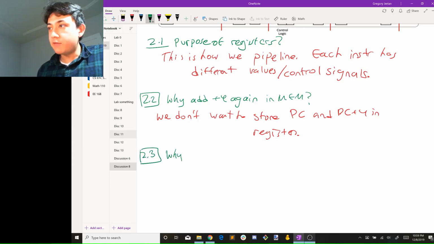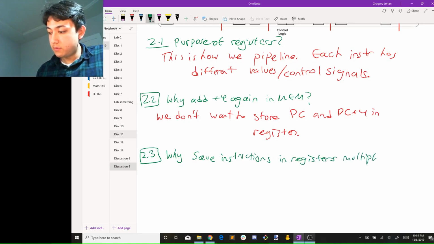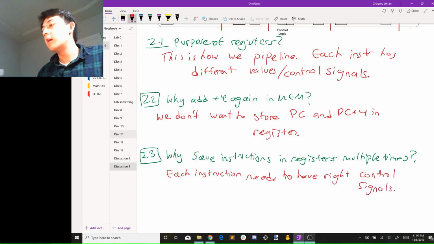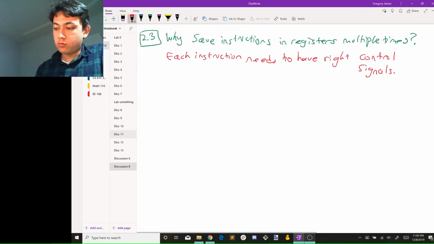2.3 says, why do we need to save instructions in registers multiple times? The answer to this is pretty much the same as in 2.1. Why do we have these registers in the first place? We specifically care about our control signals in this question, so each instruction needs to have the right control signals. That's the answer. Otherwise, you would execute the wrong instructions, right? We need to make sure that we're keeping track of what instructions are being executed where. And that's why we need all these registers to store everything. So we can store the contents of not just one instruction, but 5 on this data path, which actually is a lot of work. Cool.